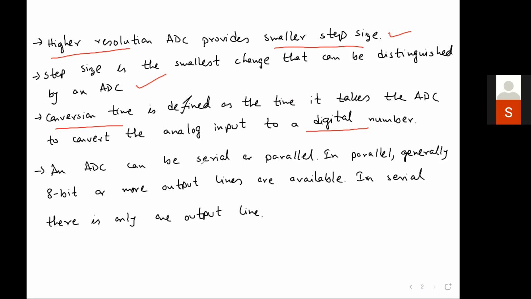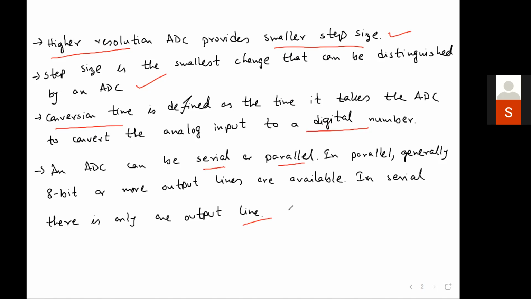And finally, an ADC can be serial or parallel. In parallel, normally we have 8-bit or more lines, I mean output or input or data lines, whatever you say. But in serial, we have only one output line. So that's it about the introductory discussion about ADC.